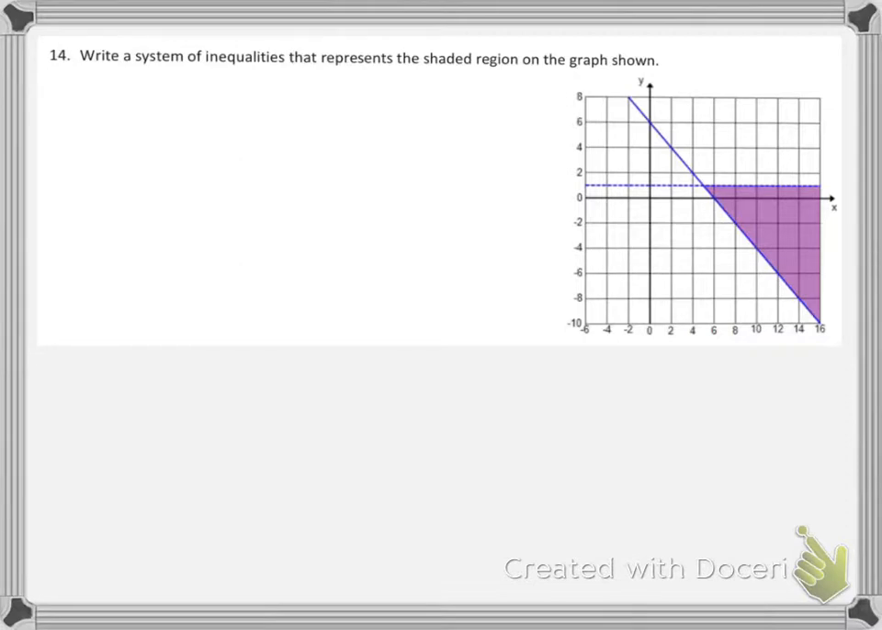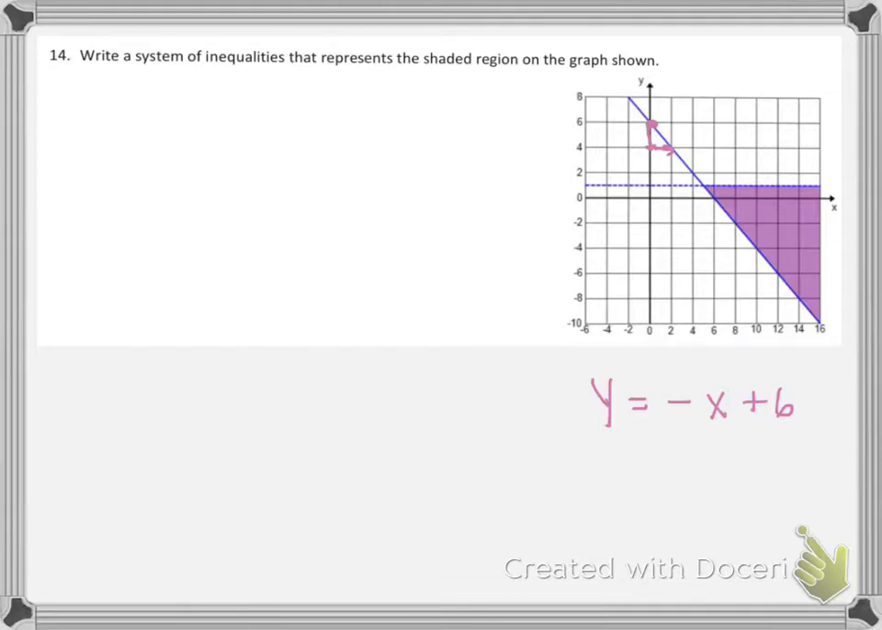Well, if I'm talking about the diagonal line, it crosses at positive 6. So I know it's going to be y equals something times x plus 6, because it's going to cross at positive 6. And then I just need the slope. Well, the slope is down 2, right 2. Down 2, right 2 is just a negative 1. So y equals negative x plus 6 is the equation.